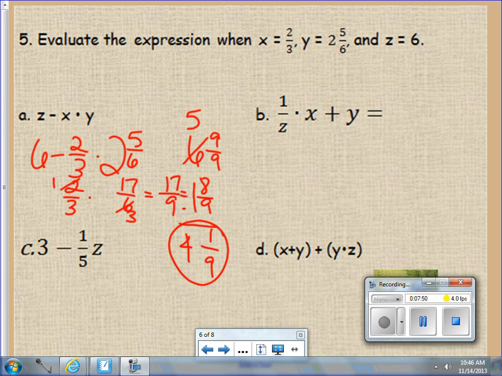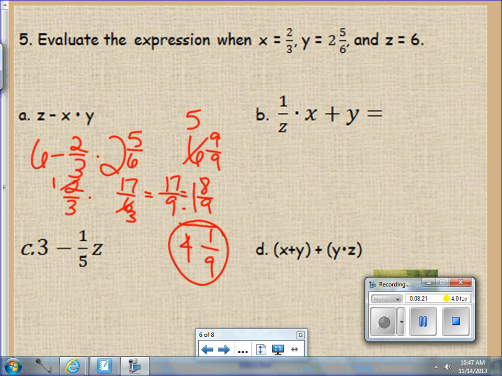Then I took the 1 8/9 and I needed to subtract it from 6. But when I set it up, I noticed I had to rename the 6 to 5 and 9 over 9. So now I have 5 and 9 over 9 minus 1 8/9. 8 from 9 is 1. Bring down my denominator 9. And then 1 from 5 is 4. So my final answer is 4 and 1/9.